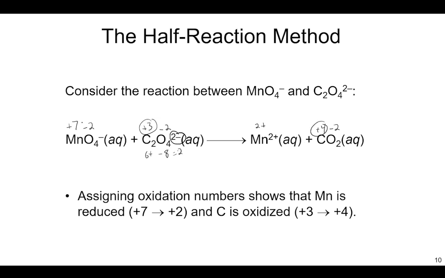It is being oxidized. Manganese is going from +7 to Mn2 plus. It is being reduced. So now we're going to break this reaction into two half reactions. One is going to be the reduction half reaction, so it's going to incorporate manganese species on each side. And the other reaction is going to be the oxidation reaction, so it's going to incorporate the carbon species.